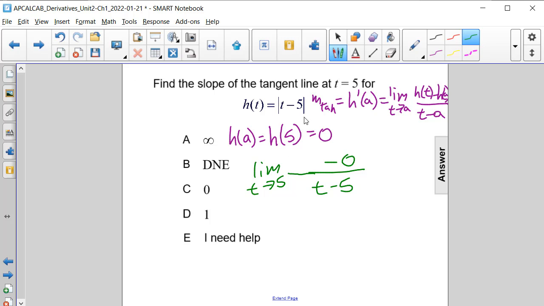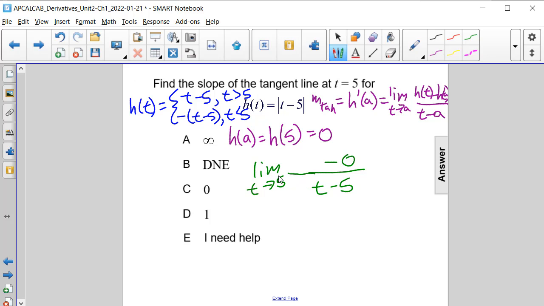Well, because this is an absolute value function, we need to write it as a piecewise function and take both the left and right-handed limits to further examine it. So we can rewrite h of t as t minus 5 for t values greater than 5, and it will be equal to the negative of t minus 5 for t values less than 5.